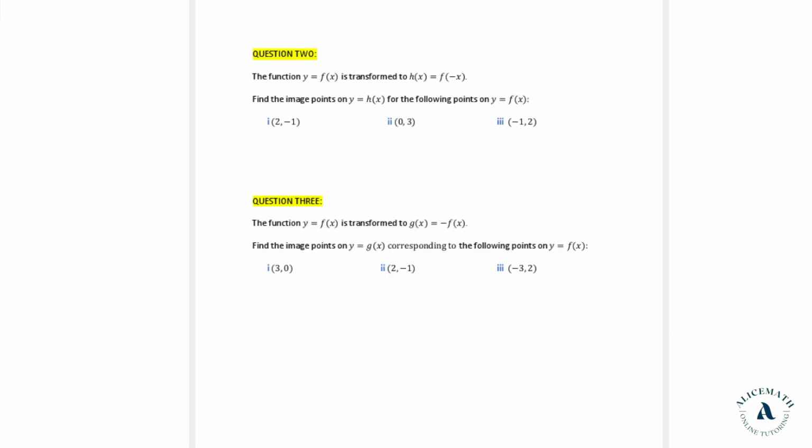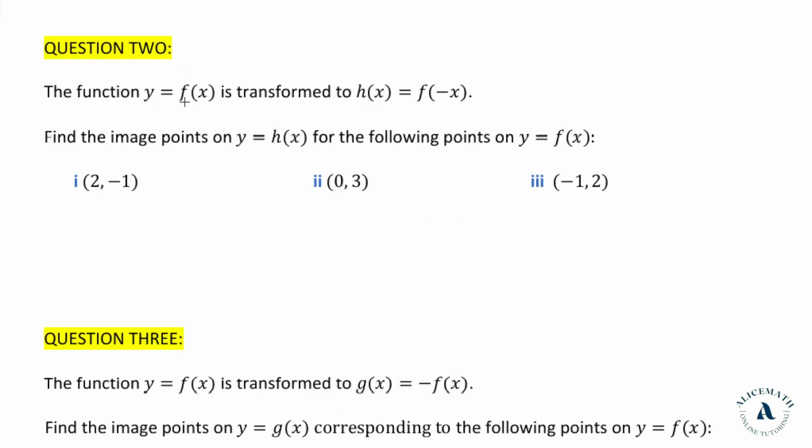Let's move on to the second question. The second question, they give us the graph of the previous function f(x), and say y equals f(x) is transformed to h(x) equals f(-x). So which means we change the sign of x, and then we keep the same coordinate of y. So now which means it's reflected in the y-axis because we keep the y-coordinate the same.